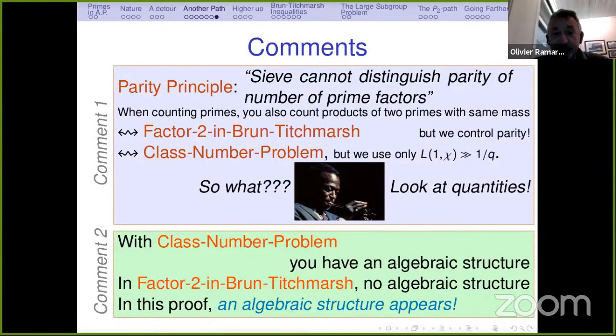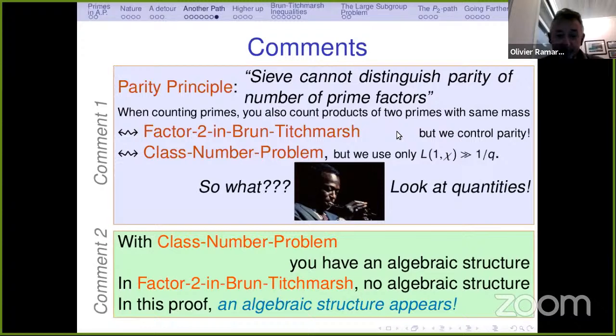The parity principle has to do with counting exactly the same number on one side. Since we're plugging some combinatorics in between, we don't get the good number of primes. We don't get x upon log x upon φ(q). We get much less than that. So the good point is that we managed to avoid this obstruction.